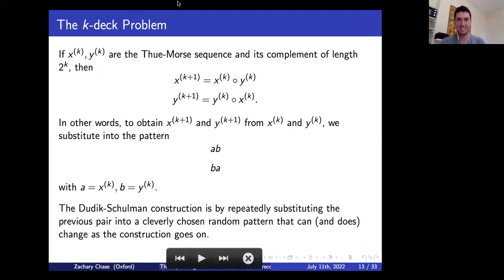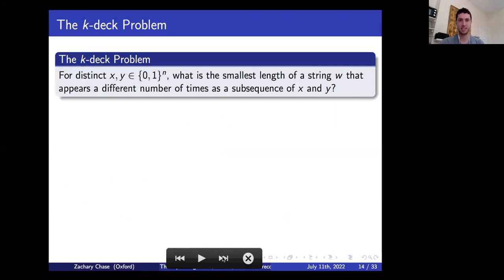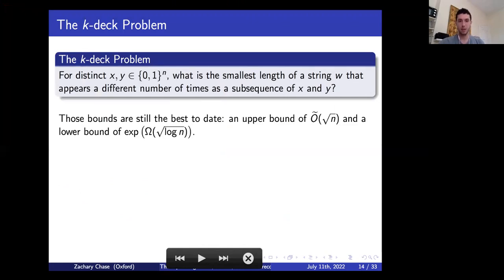Because of time, and I can't say everything about these three problems, I'll leave it there. Those bounds are still the best bounds to date, an upper bound of root n and a lower bound of e to the square root log n. I've tried for a while to get n to the 1/3 as an upper bound, but no success. I would really like to see an improvement. Maybe the lower bound is closer to the truth.